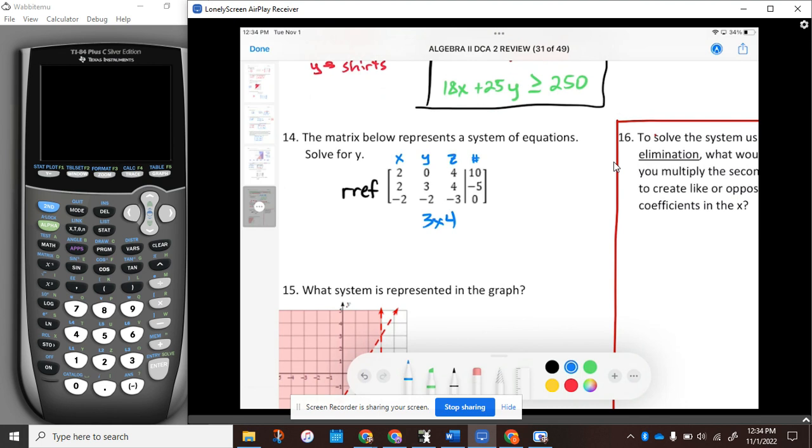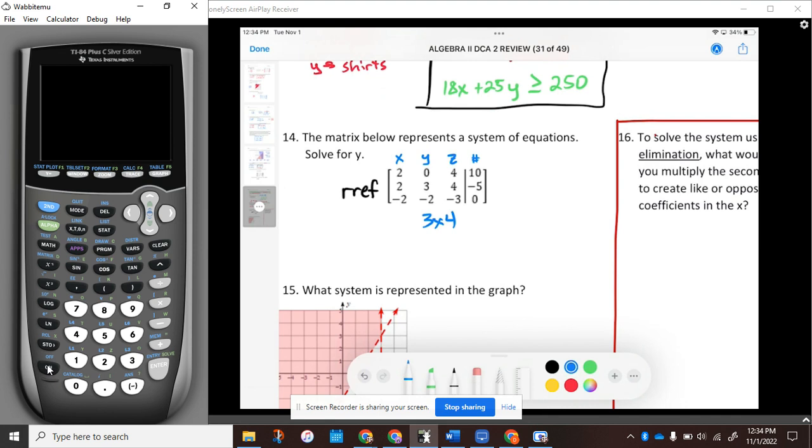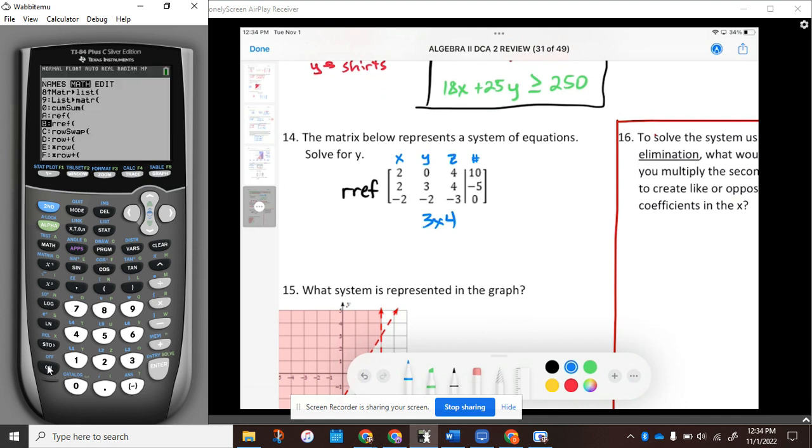What did we get for that one, by the way? Does anybody have that? -5, I believe, was right. Okay, it is asking to solve for Y. So you don't need the whole solution, the whole ordered triple. We only need the Y value.